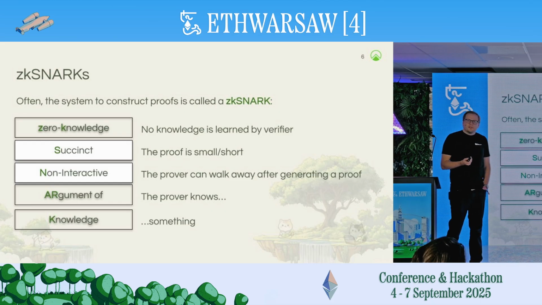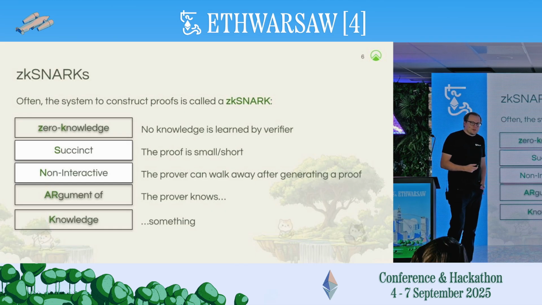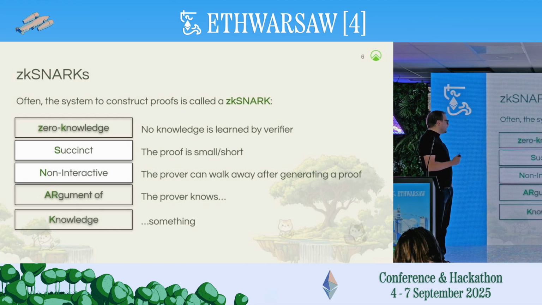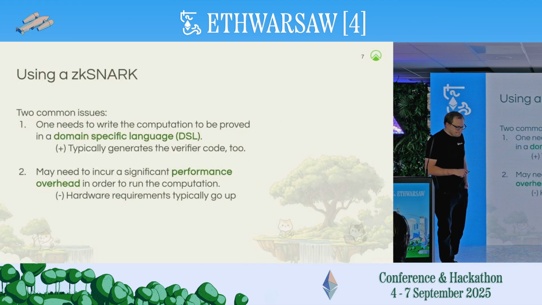So we want a small proof. It's always been very important to get scaling to work on Ethereum, and non-interactive so that we can generate a proof and not have to argue with the person back and forth that we do know something. And in fact, most of the time, we won't care about the zero knowledge. We won't actually keep anything private. Zircuit does not keep anything private.